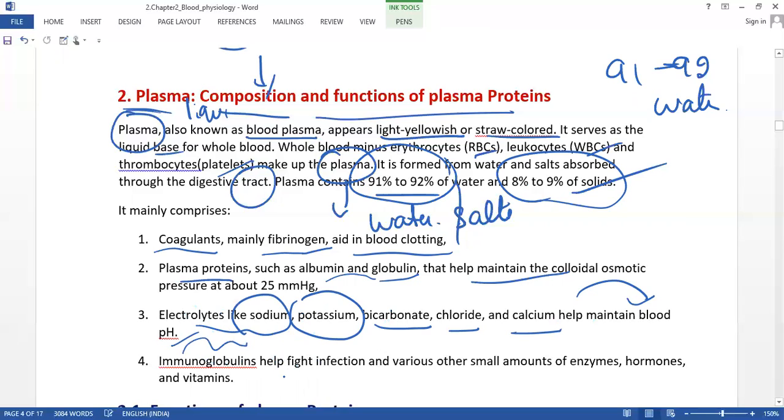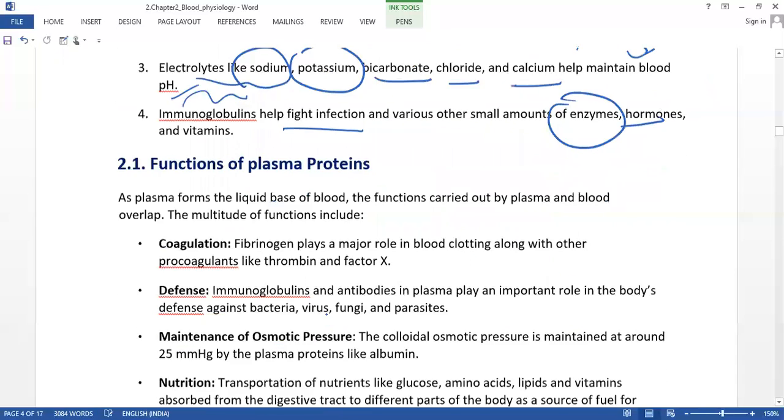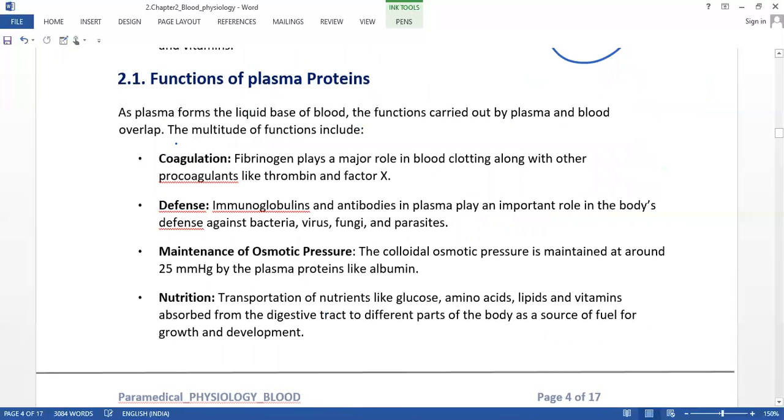Immunoglobulins help in fighting infection, and there are also other enzymes, hormones and vitamins. Let us know the function of the plasma proteins. This forms a liquid base of the blood. The function carried out by the plasma and the blood overlaps, meaning it has multiple functions, that is coagulation.